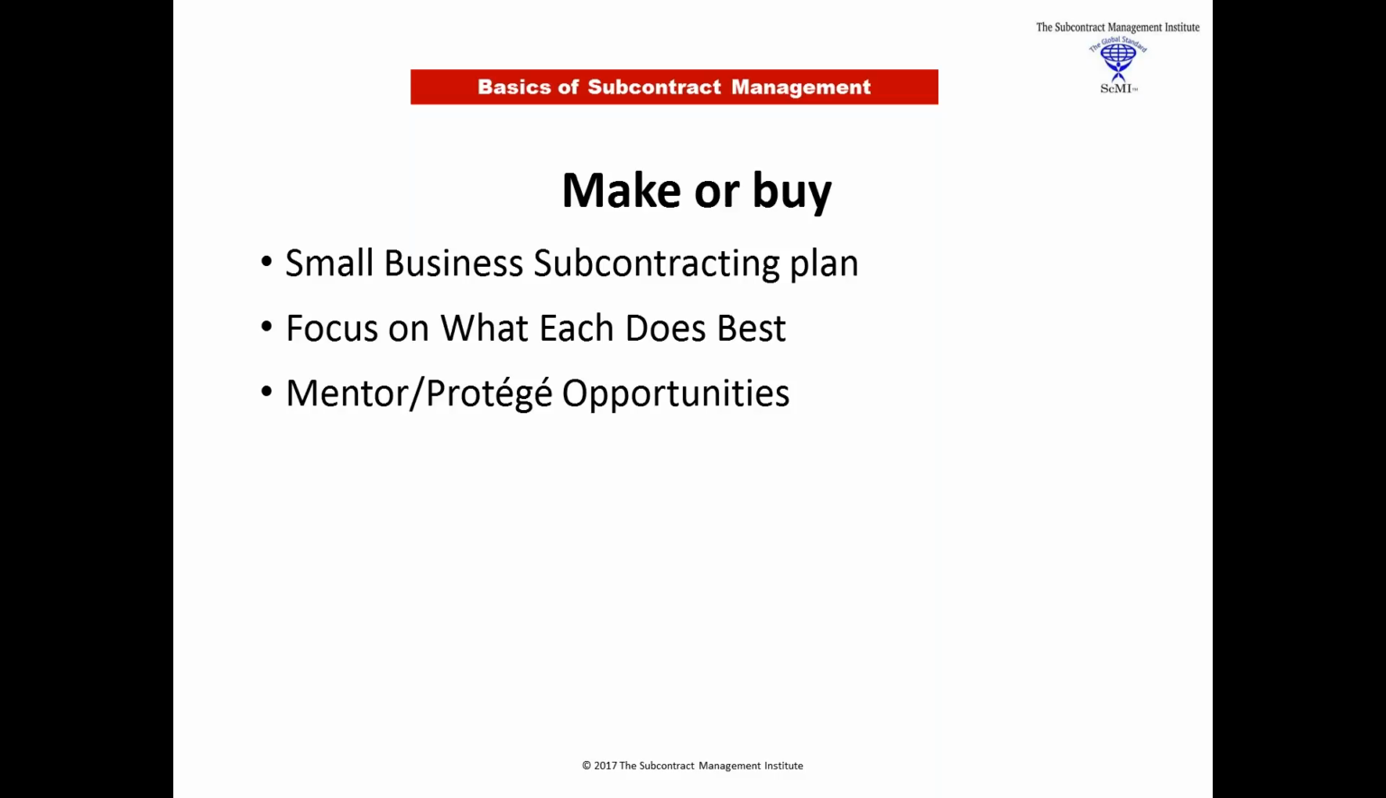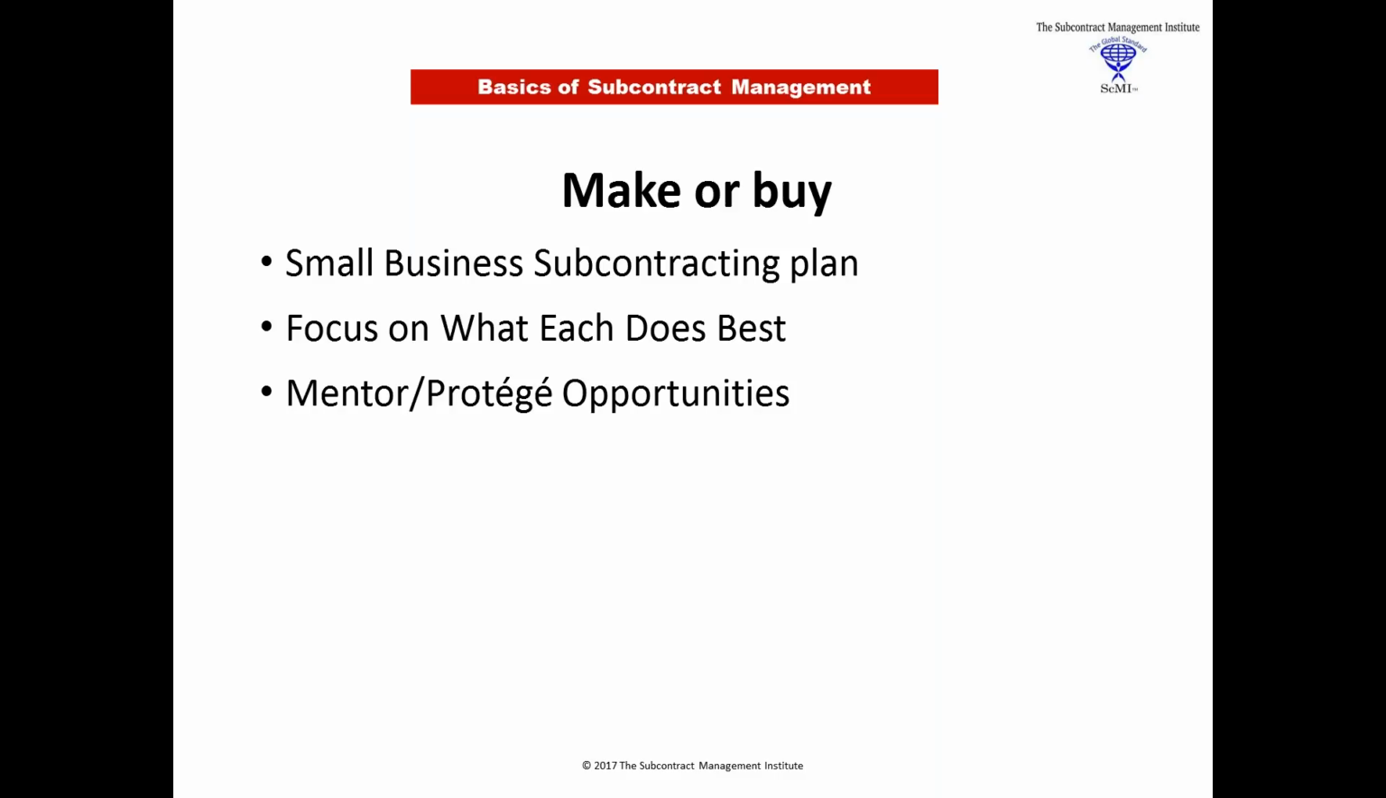Ideally, what you want to do is focus on what each company does best. And very often in large companies, they don't do everything the best. They may do it well, they may do it a little bit, not the best. And for competitive purposes, you want to bring this team together. And as I mentioned earlier, this is where you end up with 60 to 80% of your dollars going out to subs. The last bullet here talks about the mentor-protege opportunities, and there are many of those.